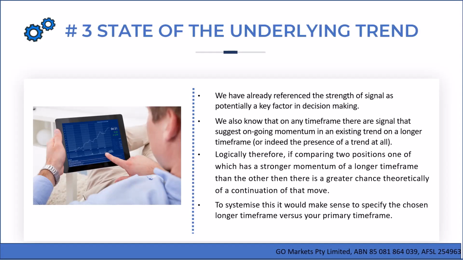Now, I have referenced trend within the strength of signal as potentially a key factor in decision making. We know that on any time frame, a longer term time frame is indicative of a more likely move to the upside. So, for example, if you are looking at a 30-minute chart and you're seeing a trend continuation, that trend continuation may just be a retracement if you look at a longer term chart, for example a 4 hour. So it's always worth having at least one chart of a higher time frame just to tick it off that that's the case.